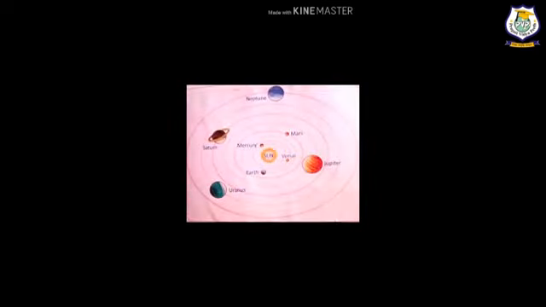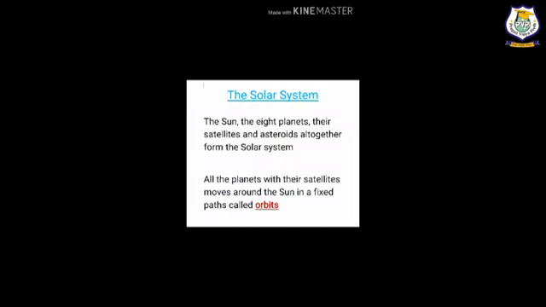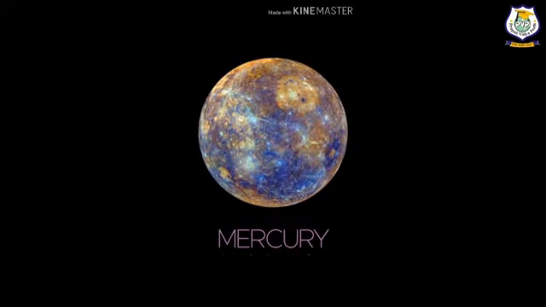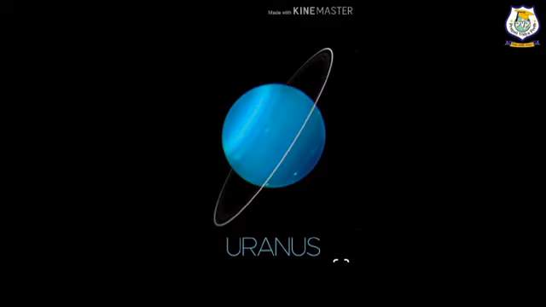Look at these circles. Well, these are not circles. These are known as orbits. The 8 planets move around the sun in a particular fixed path called an orbit. Now the planets in sequence of their distance from the sun are Mercury, Venus, Earth, Mars, Jupiter, Saturn, Uranus, and Neptune. We can remember the sequence of the planets by saying the following sentence: My very educated mother just served us nuts. Here, M stands for Mercury, V for Venus, E for Earth, M for Mars, J for Jupiter, S for Saturn, U for Uranus, and N for Neptune.